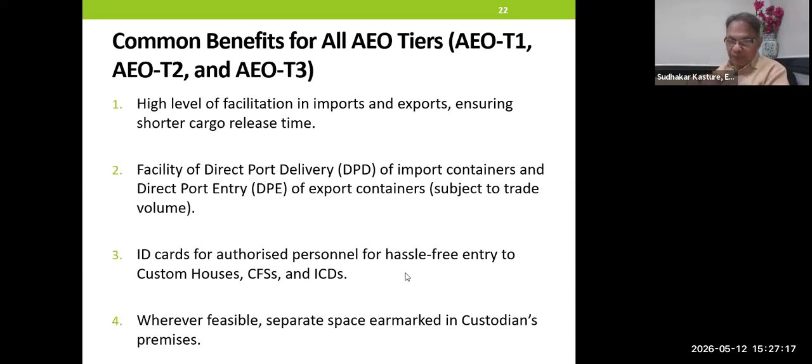ID cards for authorized personnel. Wherever feasible, separate space earmarked in custodian's premises. So this is also for those companies which are having big imports, big exports, and they want separate space that can be earmarked.